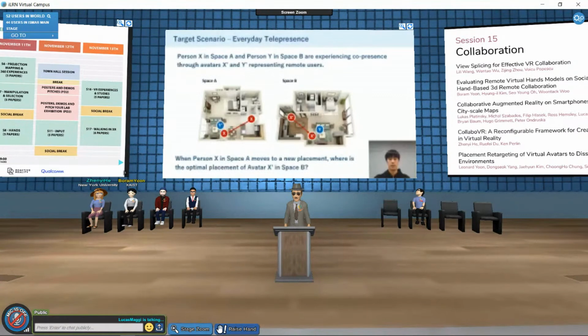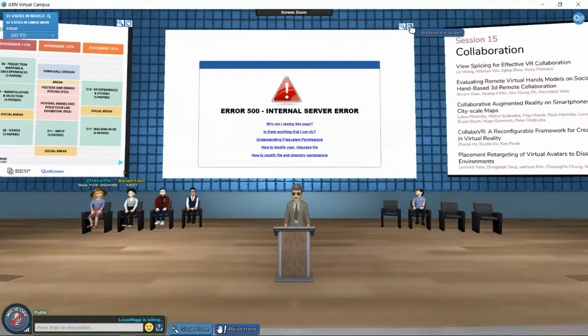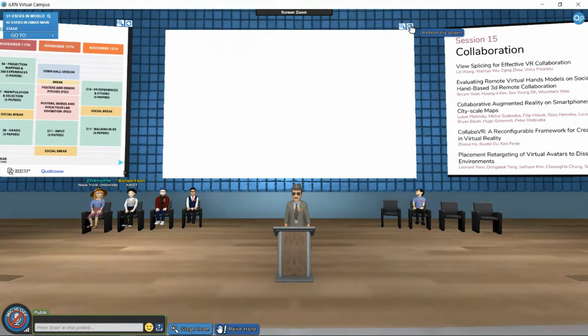Our target scenario for everyday telepresence is the following. Suppose person X and person Y are experiencing co-presence through their avatars. When person X moves to a new placement, where is the optimal placement of avatar X prime? The major challenge of our problem is to find out what needs to be preserved in the placement of the avatar for telepresence between different spaces. We asked the crowd for the answers by conducting a user preference survey.